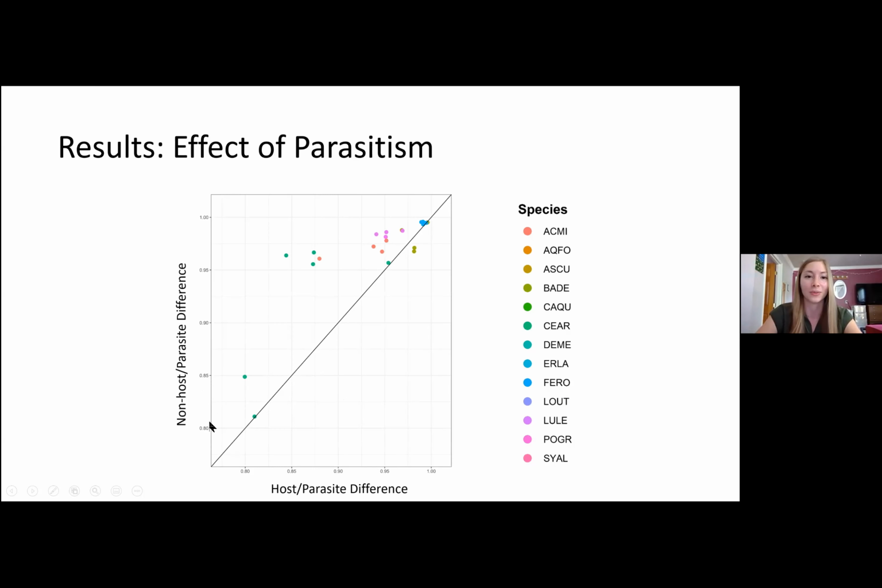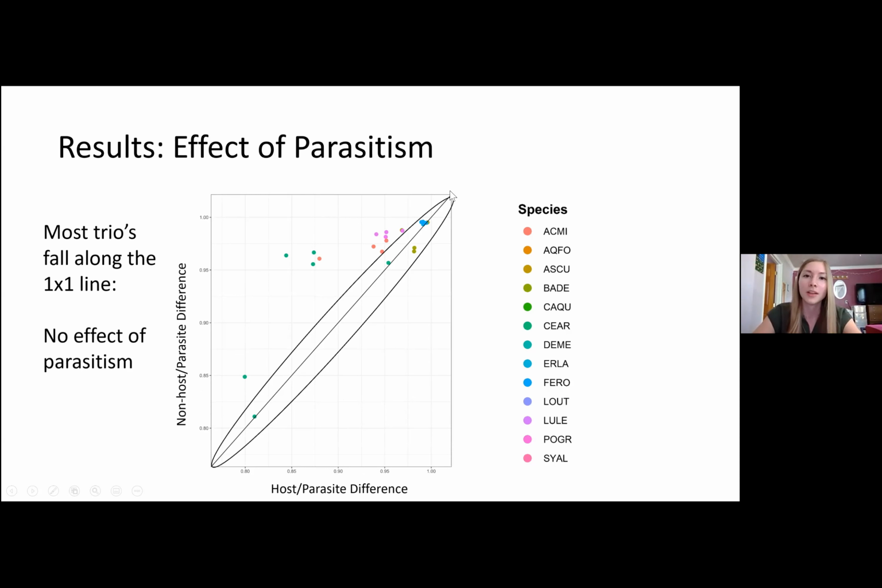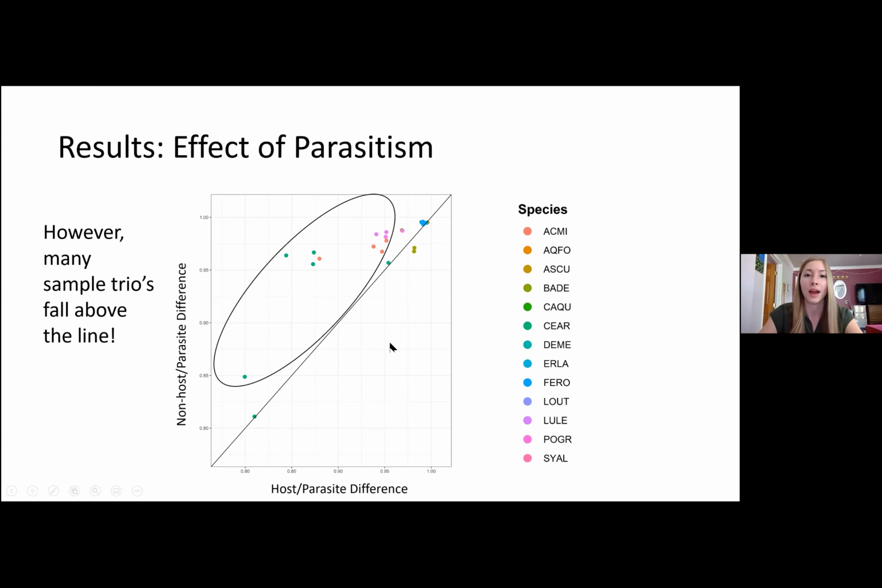So this is my actual data. First, you'll notice that many data points fall fairly close to the 1-by-1 line. Points that fall along this line show that the differences in bacterial OTU composition between hosts and parasites are not smaller or larger than differences between non-host plants and parasites. Interestingly, for many of my other trios, we find that the sample data points fall above the line, which indicates that there could be an effective parasitism happening for these points.